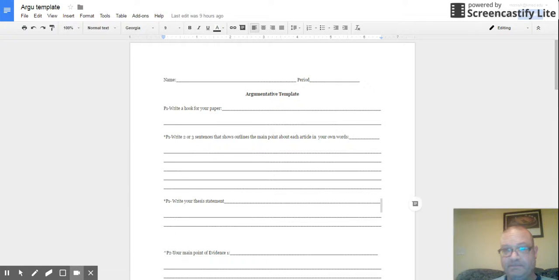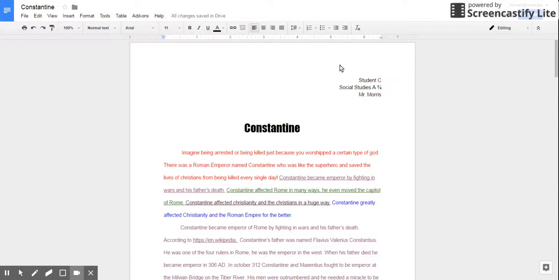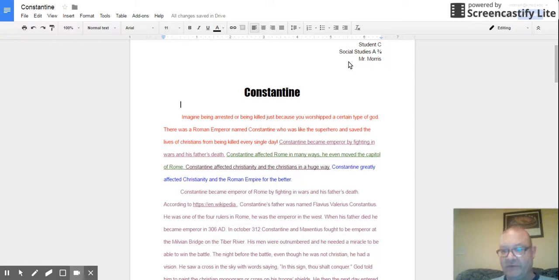This is about Constantine. So Constantine is a paper that was written last year by one of my former students, and I love this. If you look, I broke everything down and I color-coded it because I'm a visual person. It's kind of easier, I think. So we start out here with the hook. Imagine being arrested or being killed just because you worshipped a certain type of god. The hook is still going here. There was a Roman emperor named Constantine who was like a superhero and saved the lives of Christians from being killed every single day. So that would be my hook.